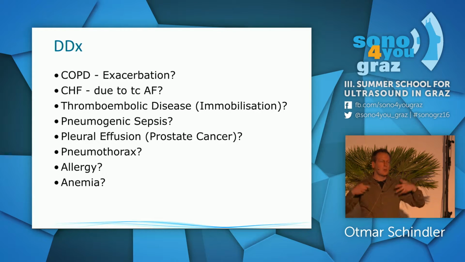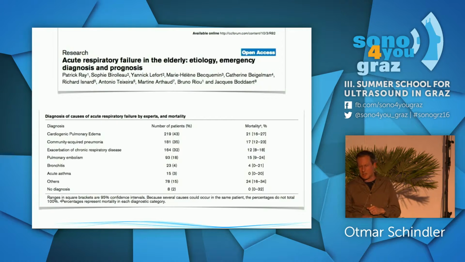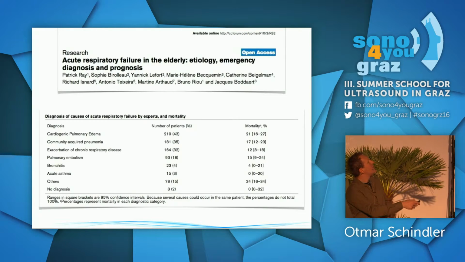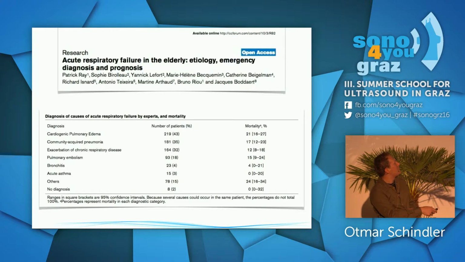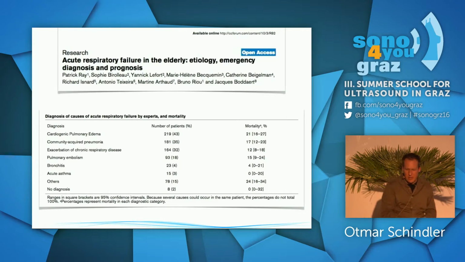So, what was I doing? I said, I don't know what's really his problem. And I know the literature a bit. The literature says acute respiratory failure in the elderly. The reasons are normally cardiogenic pulmonary edema. We were thinking of that. Community-acquired pneumonia, or in that case, perhaps hospital-acquired pneumonia. Exacerbation of chronic respiratory disease, pulmonary embolism. So we have everything that's frequent, and the rare things, we forget about them.